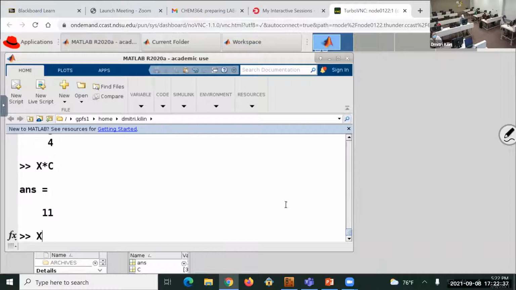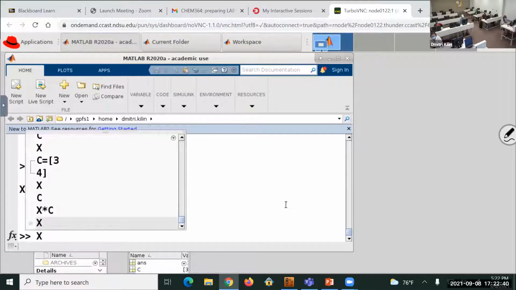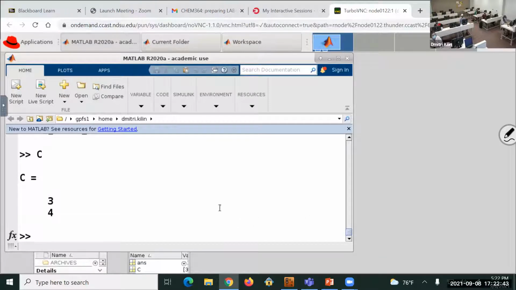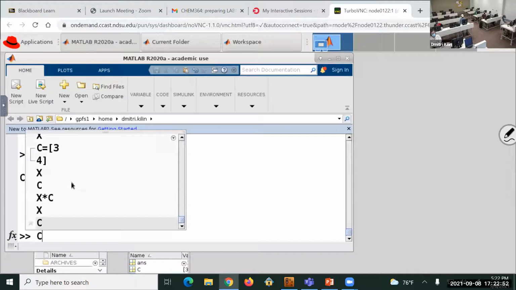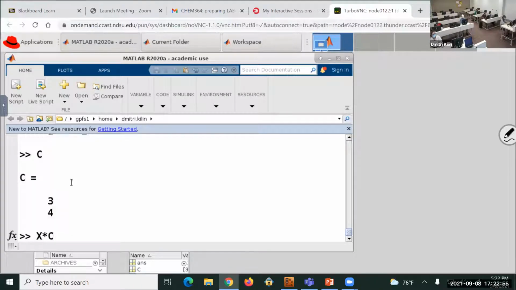So once again, 1, 2, 3, 4. If I do 1 times 3 plus 2 times 4, it will be 11. Multiplying and getting a single number. Right. So now the other way, I'm doing C times X. So it will be 3, 4 for the first column, multiplied by 2, giving 6 and 8 for the second one. So we are multiplying vectors, but we get a different style of data.